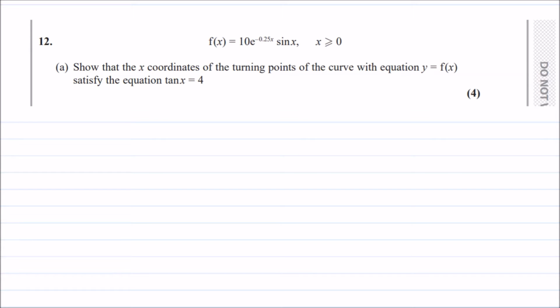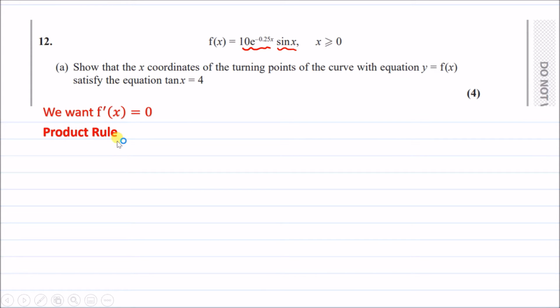So 12a. Now they give you a function which is 10e to the minus 0.25x, and you times that against sine x. Now show that the x coordinate of the turning points, so when they say turning points they mean differentiate that, of the curve with equation what we're given satisfies this equation. In other words, you got to differentiate this and somehow rearrange it to get this kind of equation. Now because we got two things multiplied, so let's say we got this term multiply that term, we have to use the product rule, yeah? And this is what we want. We want f prime x to equal 0, or the derivative to equal 0. Because that's how you find turning points.